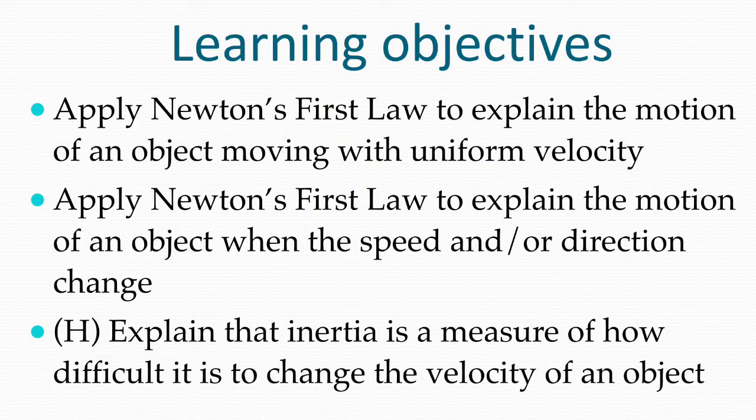Our learning objectives are to apply Newton's first law to explain the motion of an object moving with uniform velocity, apply Newton's first law to explain the motion of an object when the speed and/or direction changes, and explain that inertia is a measurement of how difficult it is to change the velocity of an object.